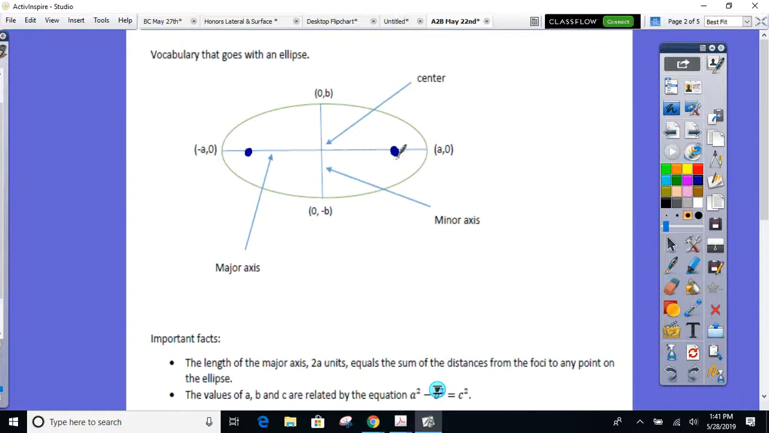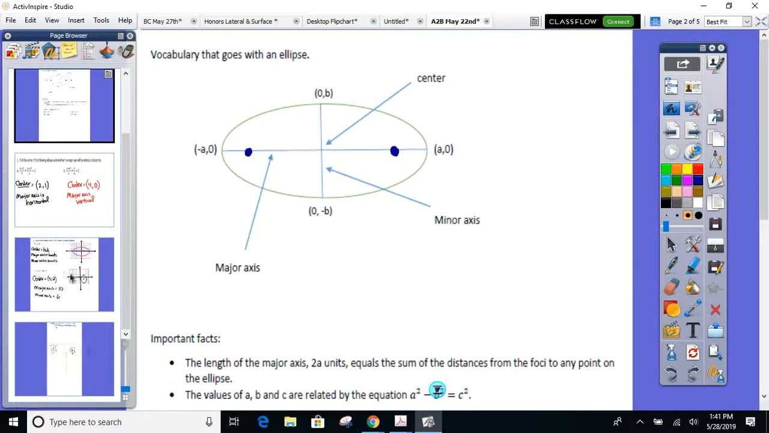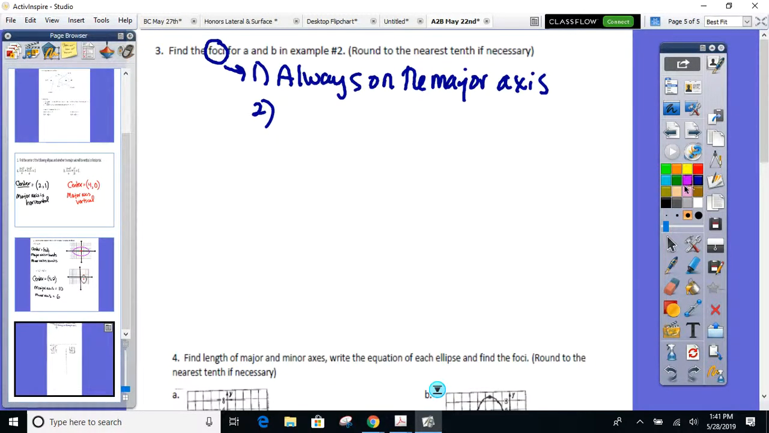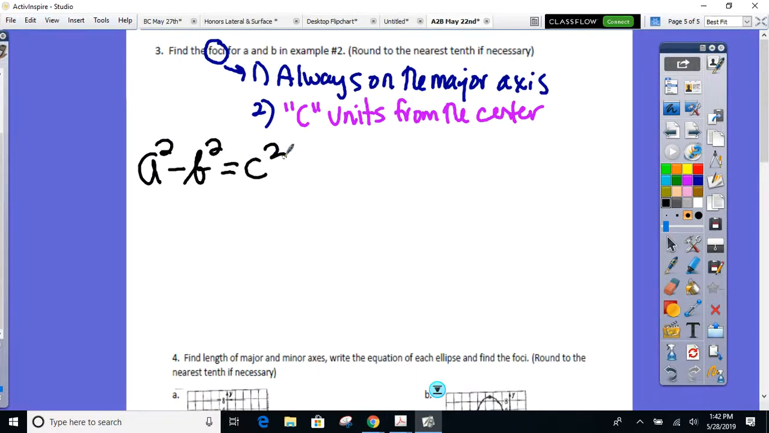Okay, that distance. So I don't know how far they are from the center, but we can find it using a formula. Here's the formula we're going to use. Let me go back. There it is. So just the second thing, they are C units from the center. And I'll show you how to find the value of C now. Here's how you find C. A squared minus, not, this isn't Pythag. A squared minus B squared equals C squared.